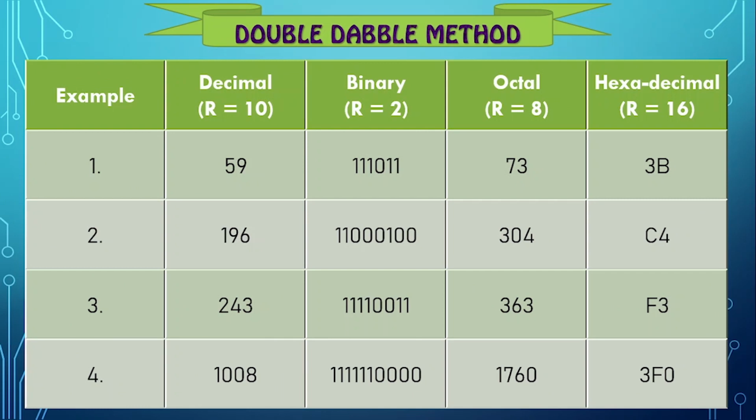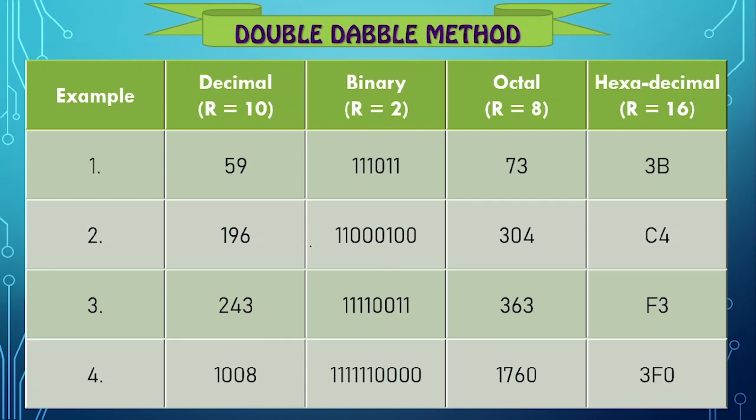Previously the activity was to find the equivalent binary, octal and hexadecimal of the given decimal number 196. Second, find the same for 243 decimal, and third, 1008. If you apply the double method, you can find this answer.